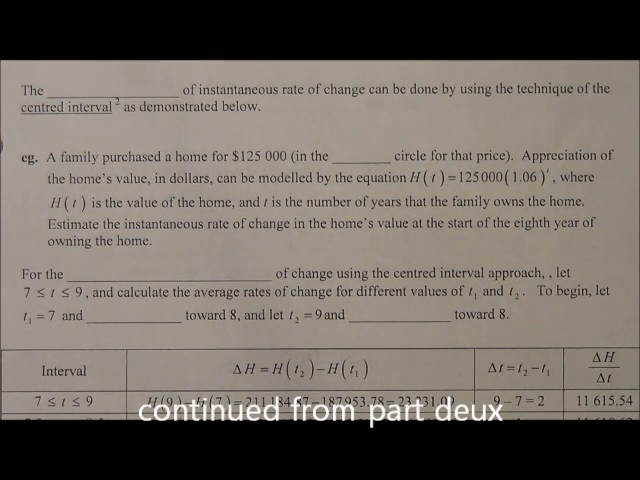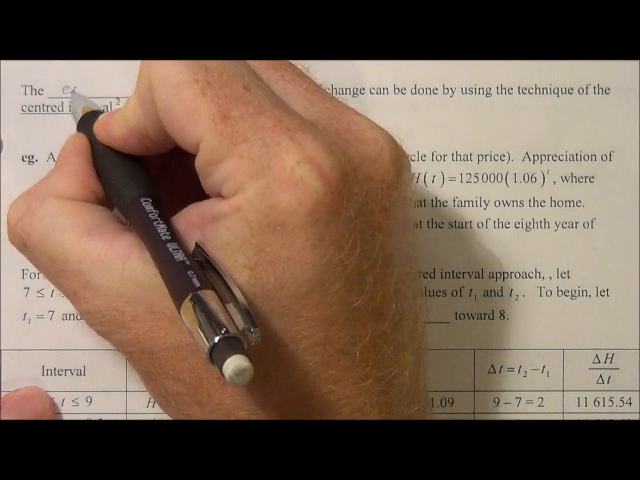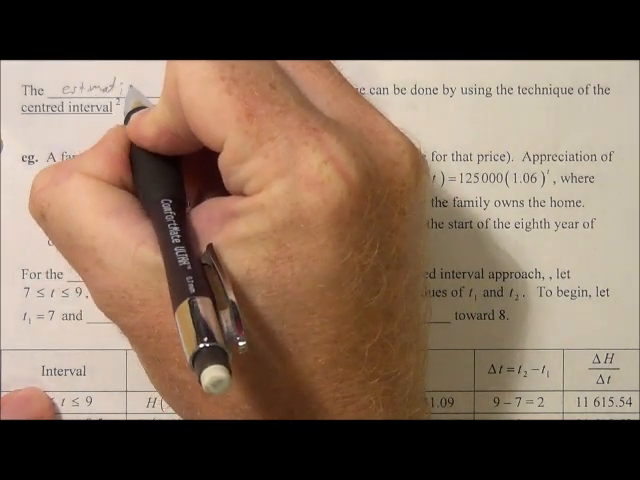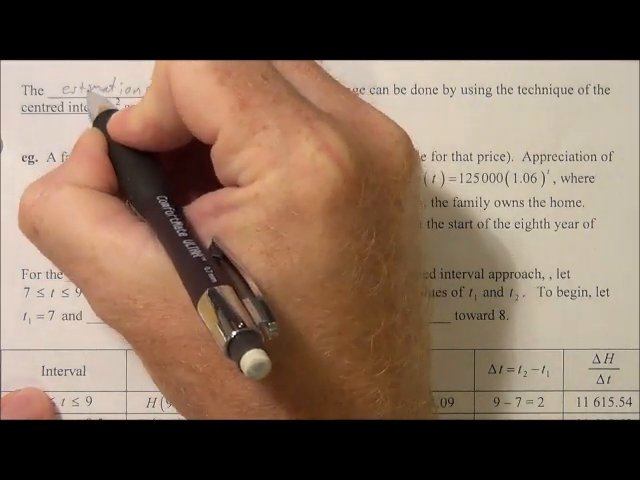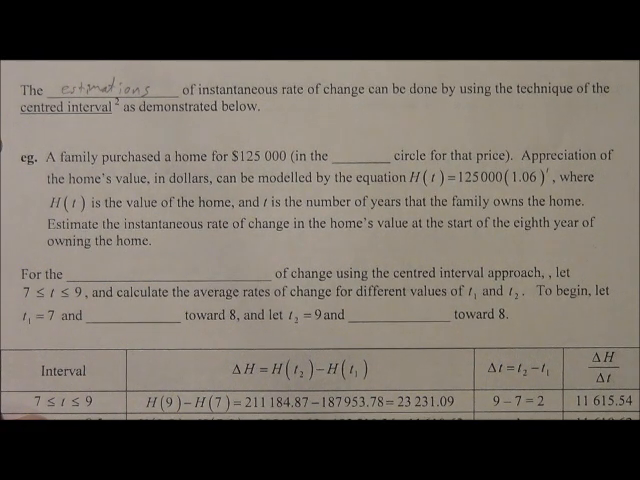Okay, now that we've looked at the technique of finding the estimate of the instantaneous rate of change using preceding and following intervals, we're now going to look at the centered interval approach. So to fill this out, the estimations of instantaneous rate of change can be found using the centered interval approach, as we're going to see right here.